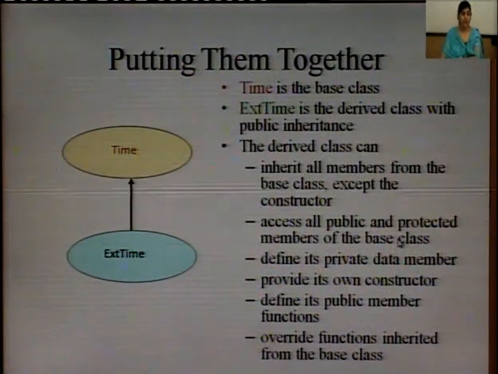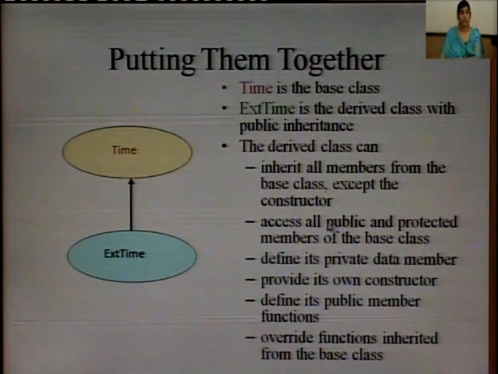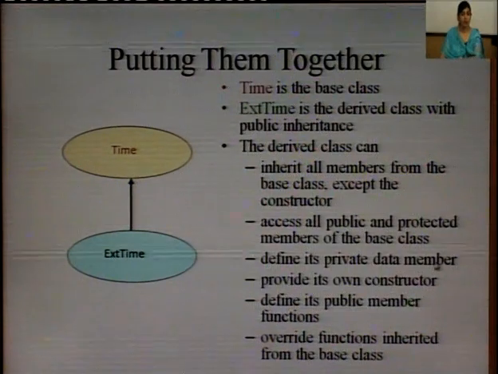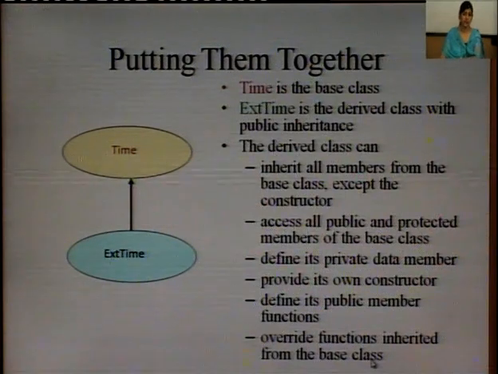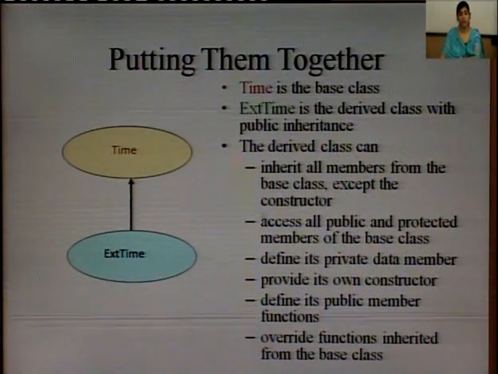Clear? If we declare the property as public of the derived class, then it can access all public and protected members of the base class, define its private data members, provide its own constructors, define its public member functions, and override functions inherited from the base class. These are the main functions that a derived class can perform if it is derived from the base class.